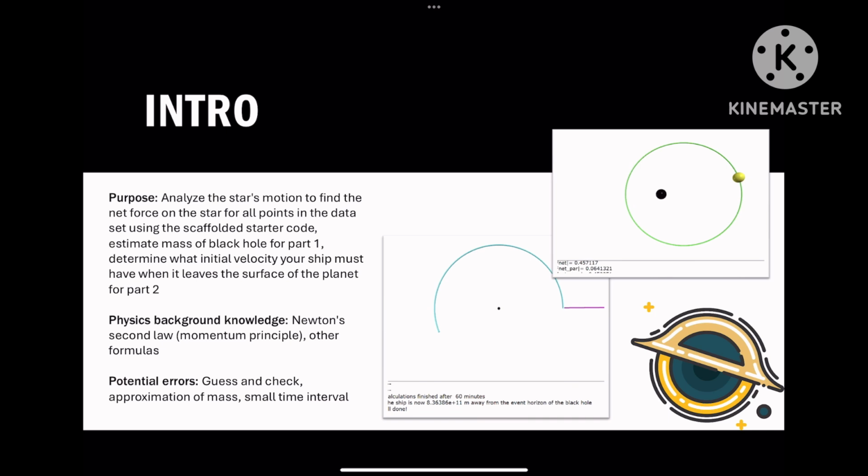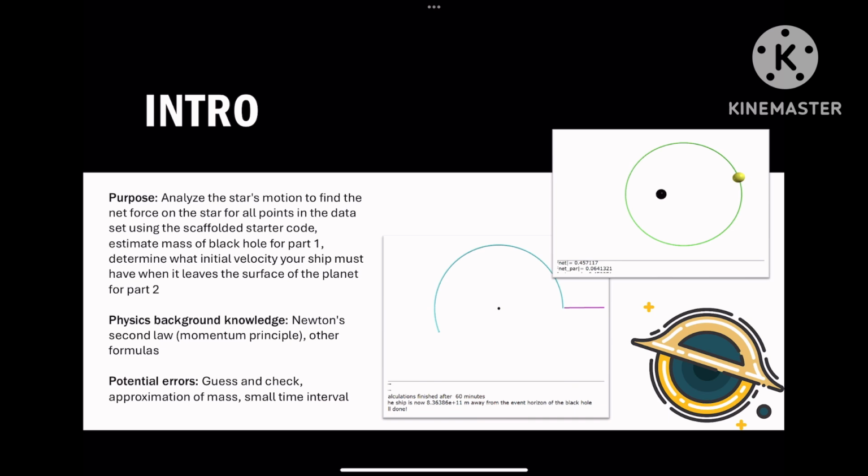Some potential errors for part 1: because we are given multiple masses of the black hole with each iteration, we will take the average of these values, which will leave room for error. For part 2, because we have to determine the initial velocity of the spaceship by guessing and checking, this could affect the accuracy of the data.